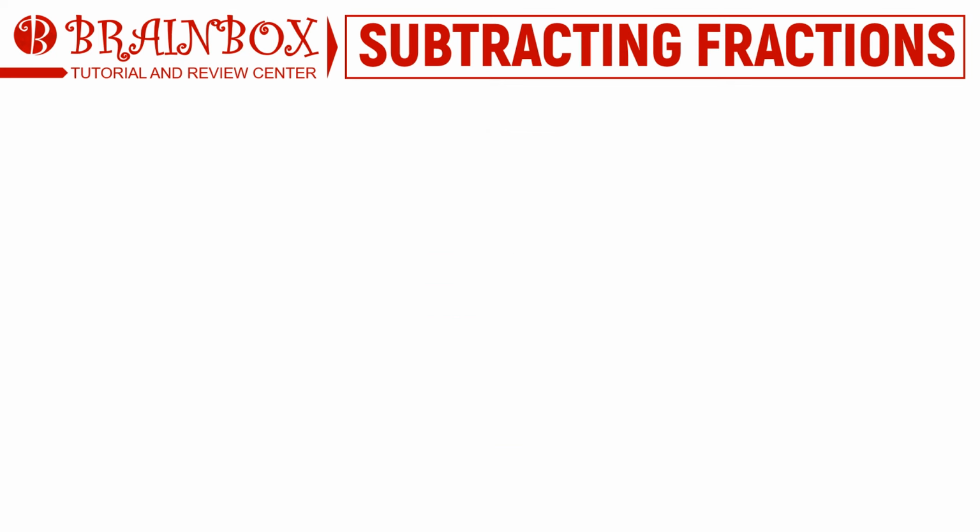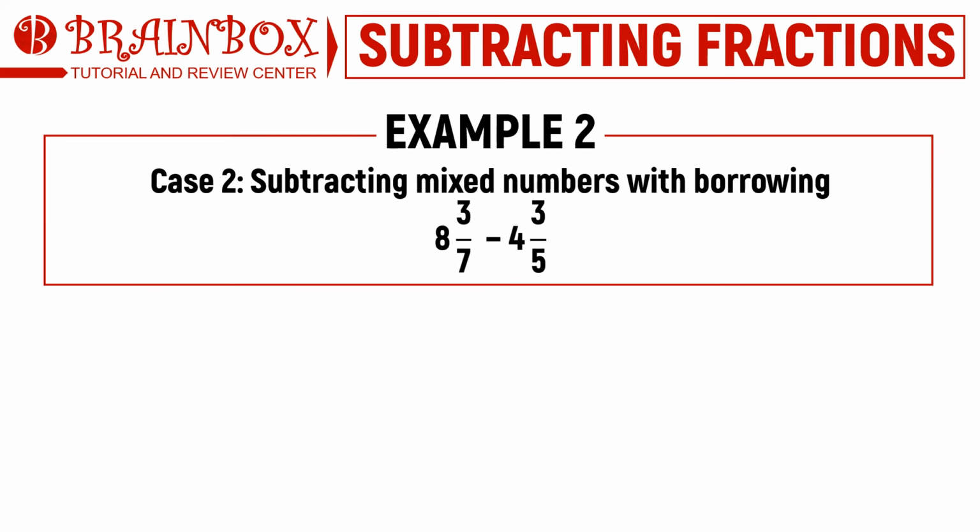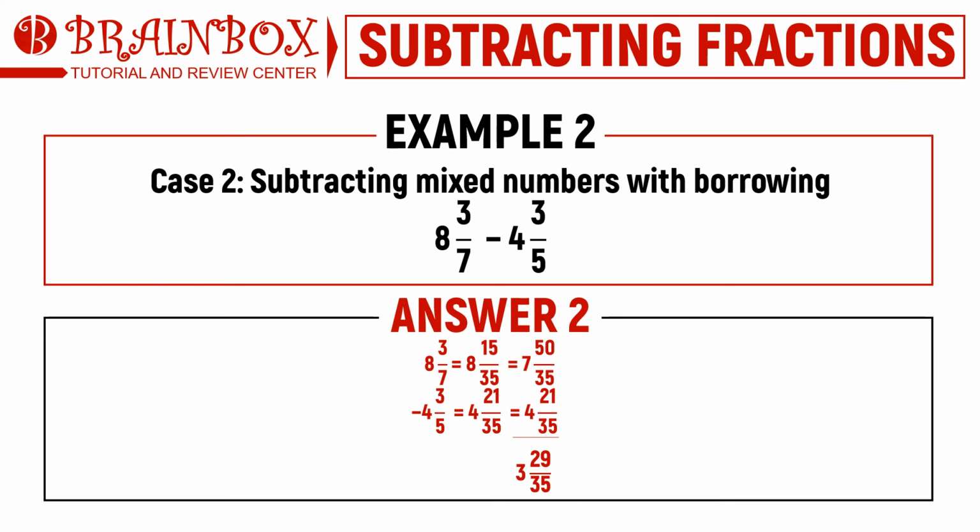Case 2. Subtracting mixed numbers with borrowing. Example: 8 3/7 minus 4 3/5. In some cases, we may be given a problem which will entail us to use borrowing method. For the given example, as you can observe, we still converted the two fractions to like fractions.